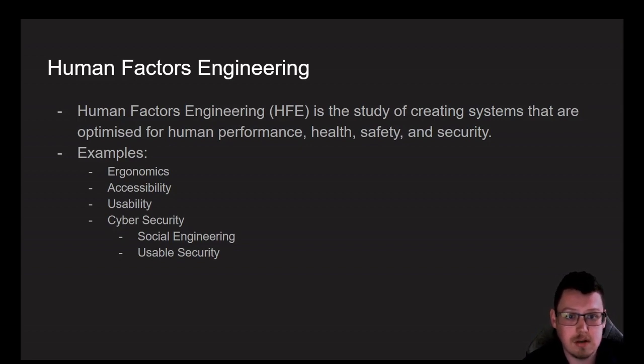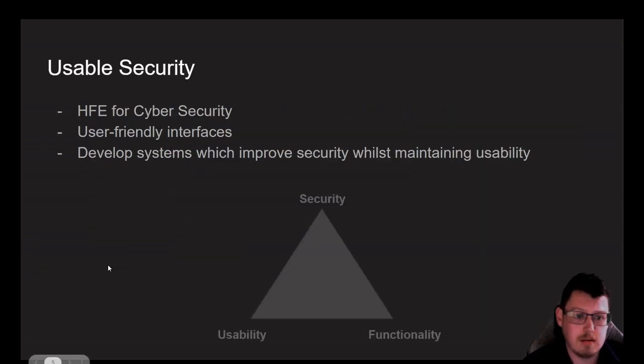Other examples are things like accessibility, so designing systems in a way that people who may have disabilities, for example visual impairments or hearing impairments, can use them. You want to design a system so that everyone can use it. That might include introducing things like screen reader technology for people who are visually impaired, or larger fonts, for example. Then there's usability. We're trying to design systems that are usable by the people who need to use them. We're specifically looking at cybersecurity, and this covers things like social engineering, usable security, and there's a little image.